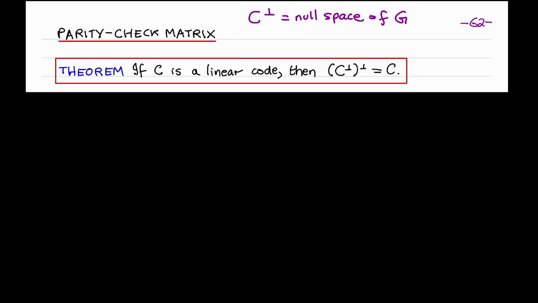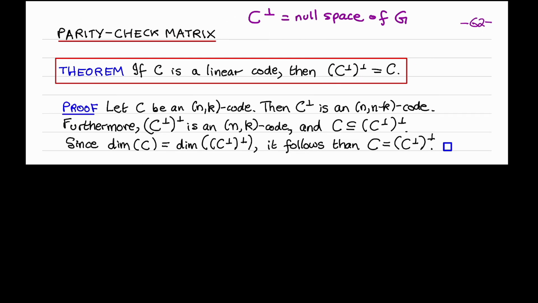The next important concept we'll see for linear codes is that of a parity-check matrix. Recall from the proof of the previous theorem that if G is a generator matrix for a linear code, then C perp can be described as being the null space of G. So we have this nice theorem which says that if C is a linear code, then the dual of the dual code of C equals C itself.